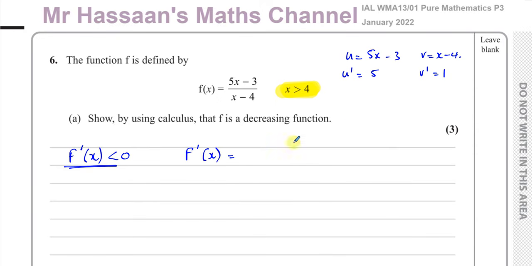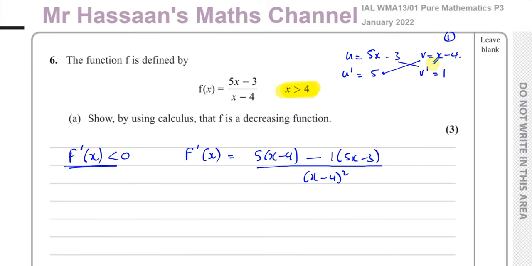For the quotient rule, you always start with the v on this side. I like to write them on top of each other like this, it makes it easier. So I have v times u dash, which is 5 times (x minus 4), minus u times v dash, which is 1 times (5x minus 3), and then you divide by v squared, which is (x minus 4) all squared. The quotient rule is quoted in the formula book. You multiply these two, then these two, subtract them, and divide by v squared.